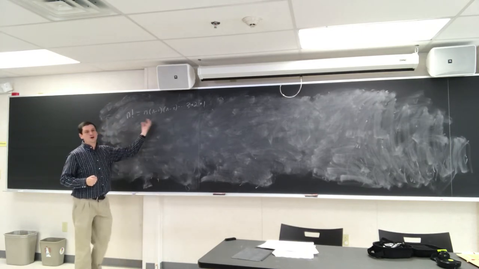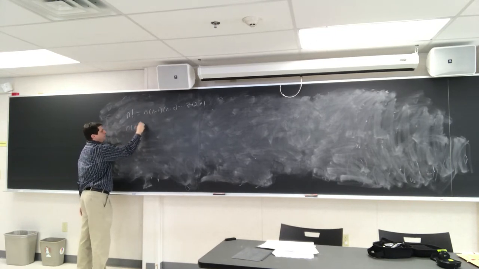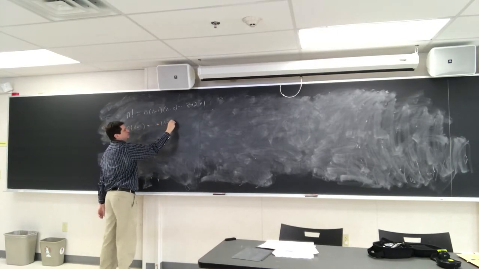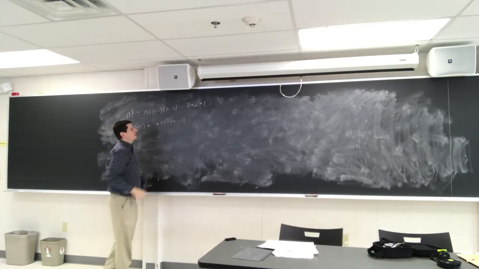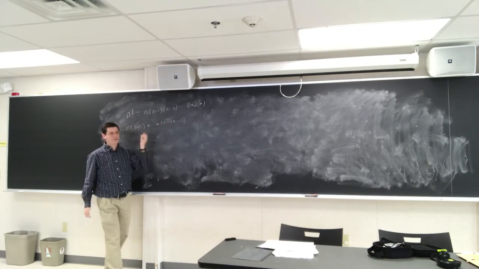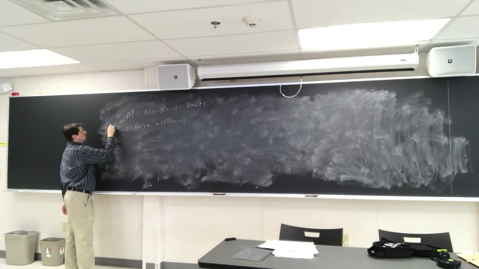If you don't want to choose all n people, maybe you only want to choose k. You know, it's n times n minus 1, all the way down to n minus k plus 1. That's the number of ways to choose k people from n when order matters. So this is choose k from n, order matters.